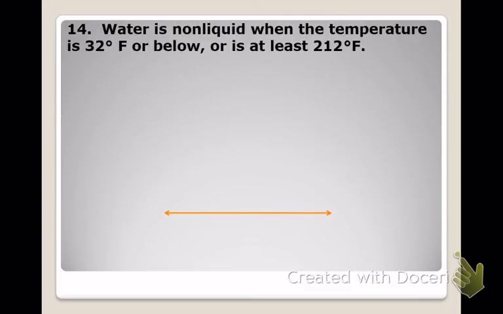An example of an or, right? Water is non-liquid when the temperature is 32 degrees Fahrenheit or below, or is at least 212 degrees, right? At least means could be hotter. Obviously, those are the freezing and boiling points of water. So when is water non-liquid? Well, it's non-liquid when it is less than or equal to 32 degrees, or when it's greater than or equal to 212 degrees.